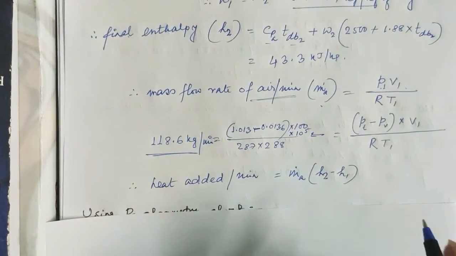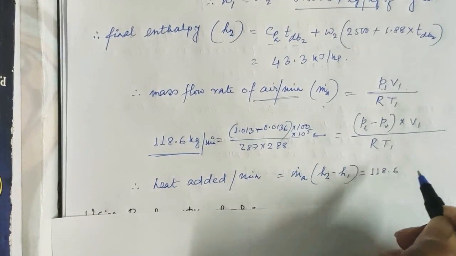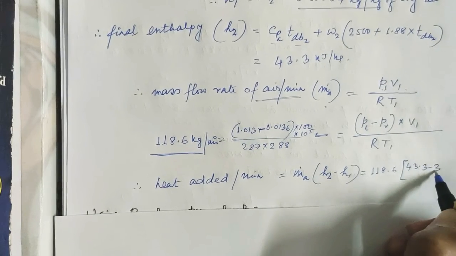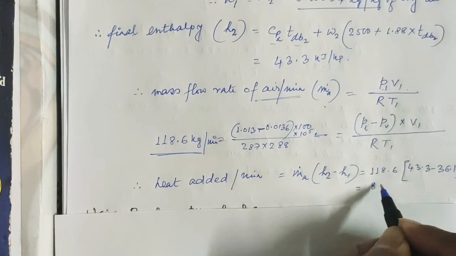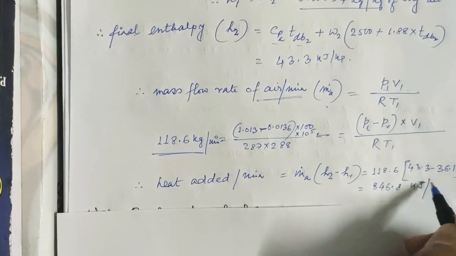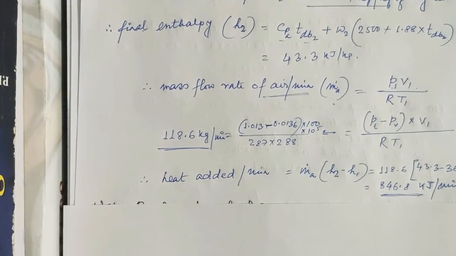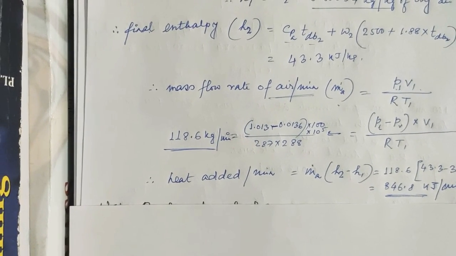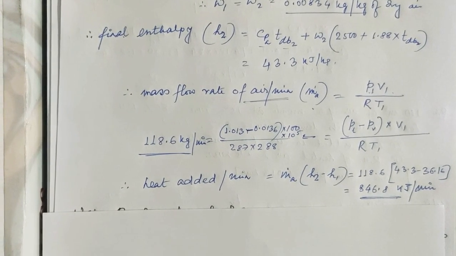So the amount of heat added will be m dot a into the enthalpy difference: 118.6 into (43.3 minus 36.16), and that will give you 846.8 kilojoule per minute. So this is the amount of sensible heat added. Now if you solve the same problem using the psychrometric chart, the calculation will be much easier, and my calculation will be very less with respect to this one. Thank you.